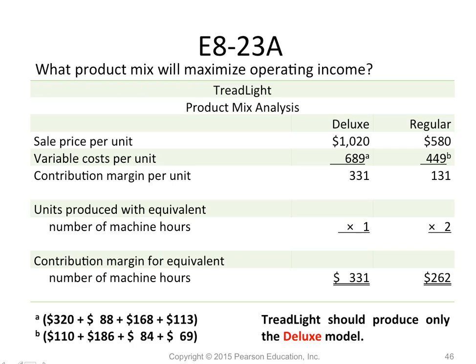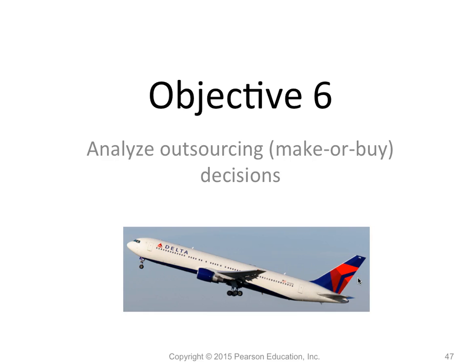Assume we have a good demand on the market. Whatever we produce will be sold, and so we're going to produce the one with higher profit margin, or let's say here, higher contribution margin for the company. So okay, next objective is to analyze outsourcing, the make or buy decision.